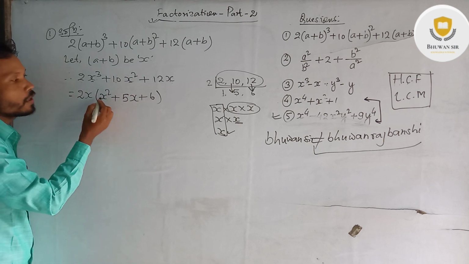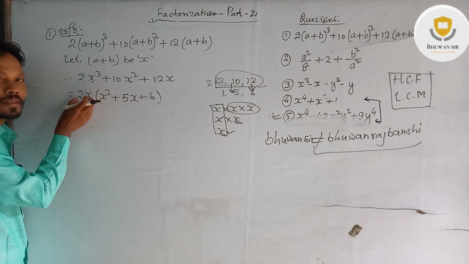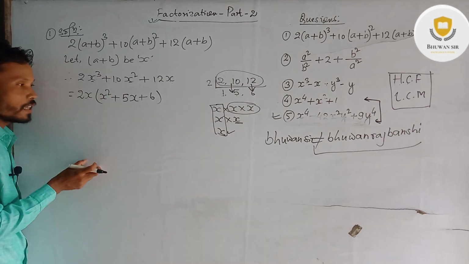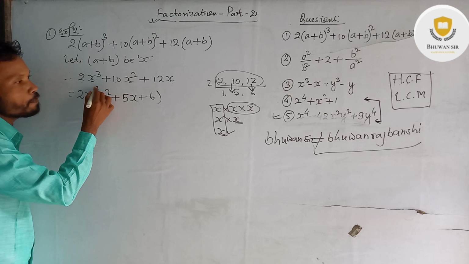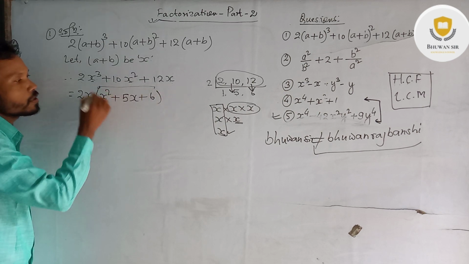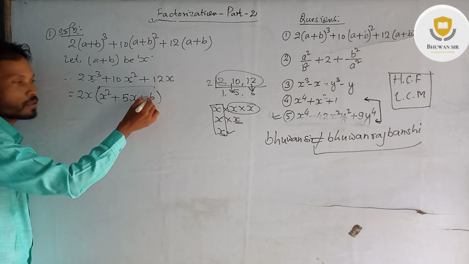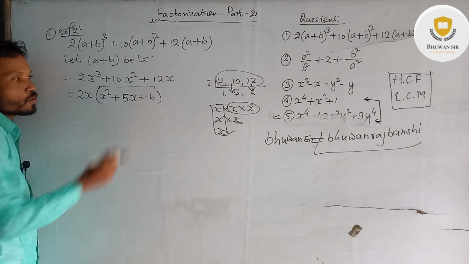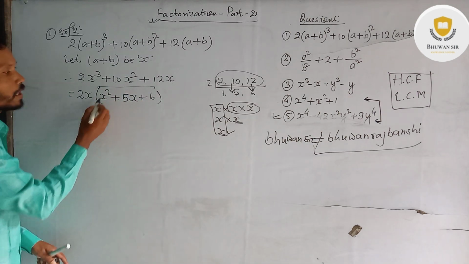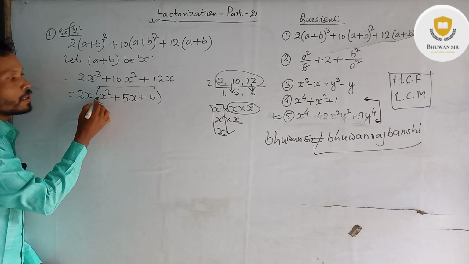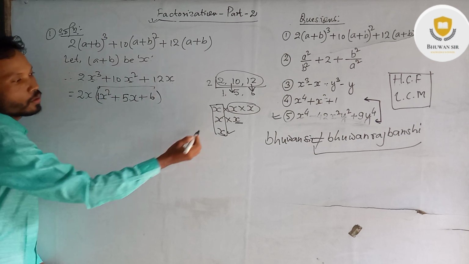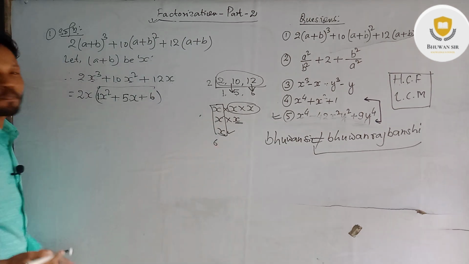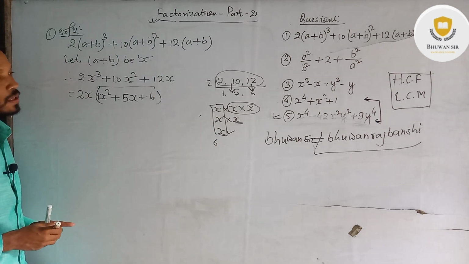Now forget about 2x, because 2x will be copied till the end of the answer. Now just look at this part only: x square plus 5x plus 6. Here, in front of x square there is a coefficient of 1. 1 into 6 will give you 6.